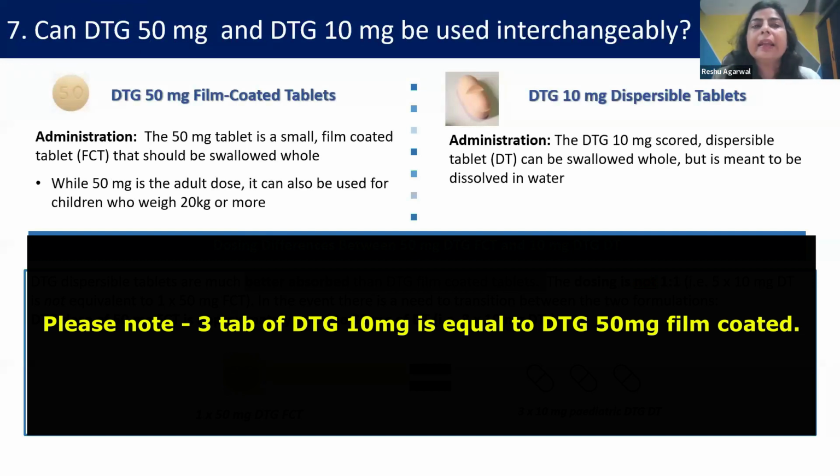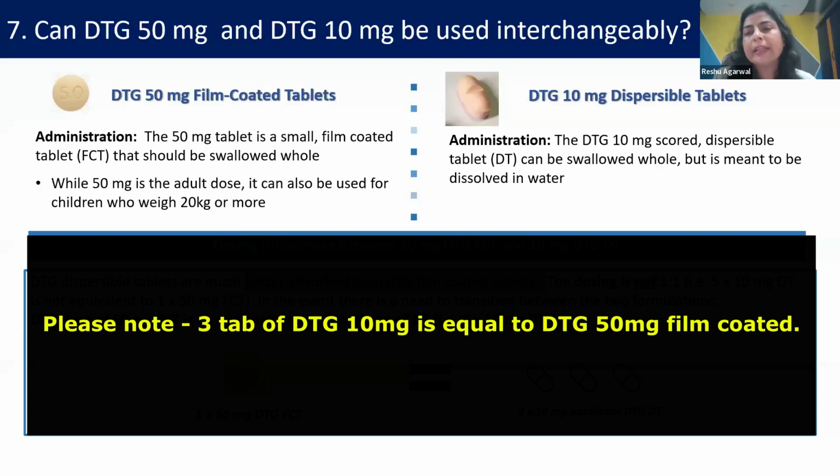The other piece is, can DTG 50 milligram and DTG 10 milligram be used interchangeably? So the big answer is no. DTG 50 milligram is a film-coated tablet, and it is recommended for adults, adolescents, and children weighing more than 20 kg. DTG 10 milligram is a dispersible tablet, and it is recommended for children weighing less than 20 kg. And when we see the strengths of these two drugs, the 50 milligram DTG adult film-coated tablet does not actually match with the strength of the pediatric 10 milligram.